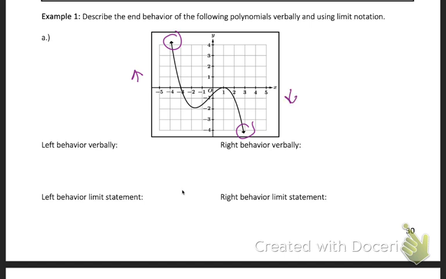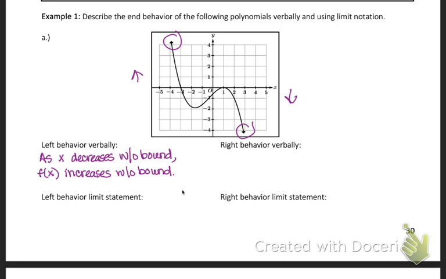So verbally, I would say as x decreases without bound, I'm abbreviating here, but remember, when you take your AP exam, you should not ever abbreviate anything. So as x decreases without bound, f of x, since my left arrow is going up, increases without bound. Again, that phrasing without bound is really important. So now let's look at the right. That arrow is going down while my x's are getting bigger because I'm on the right side.